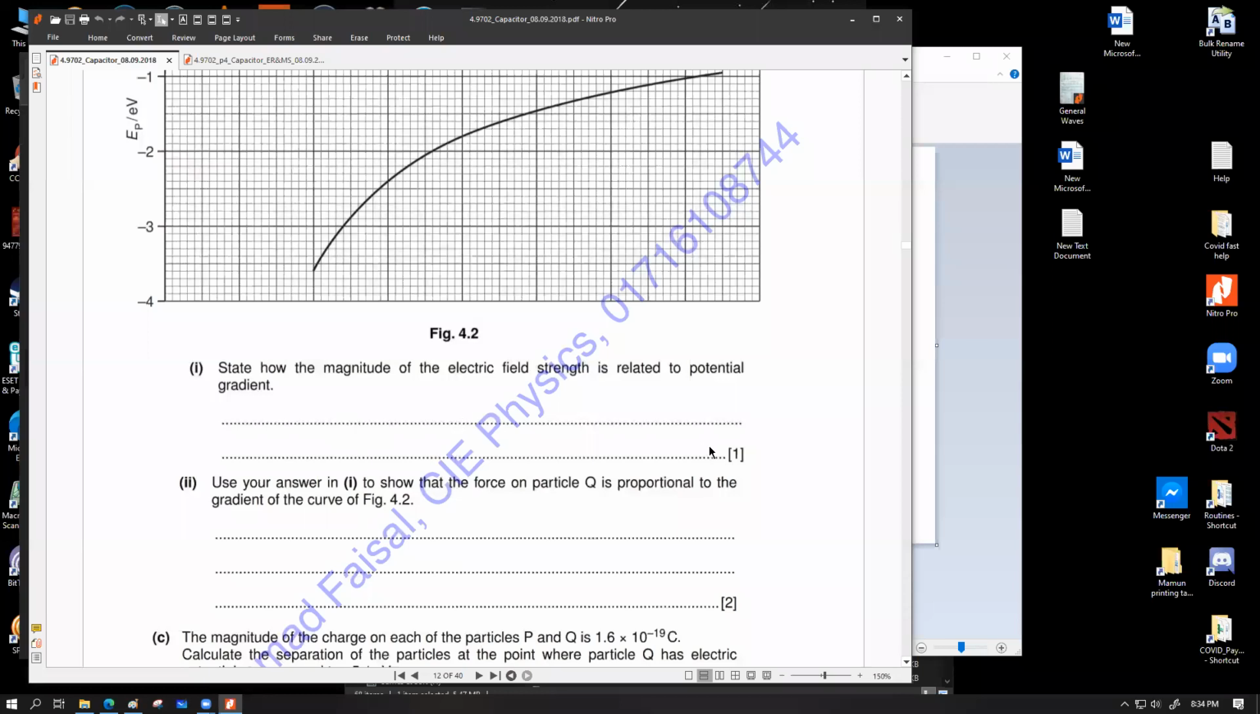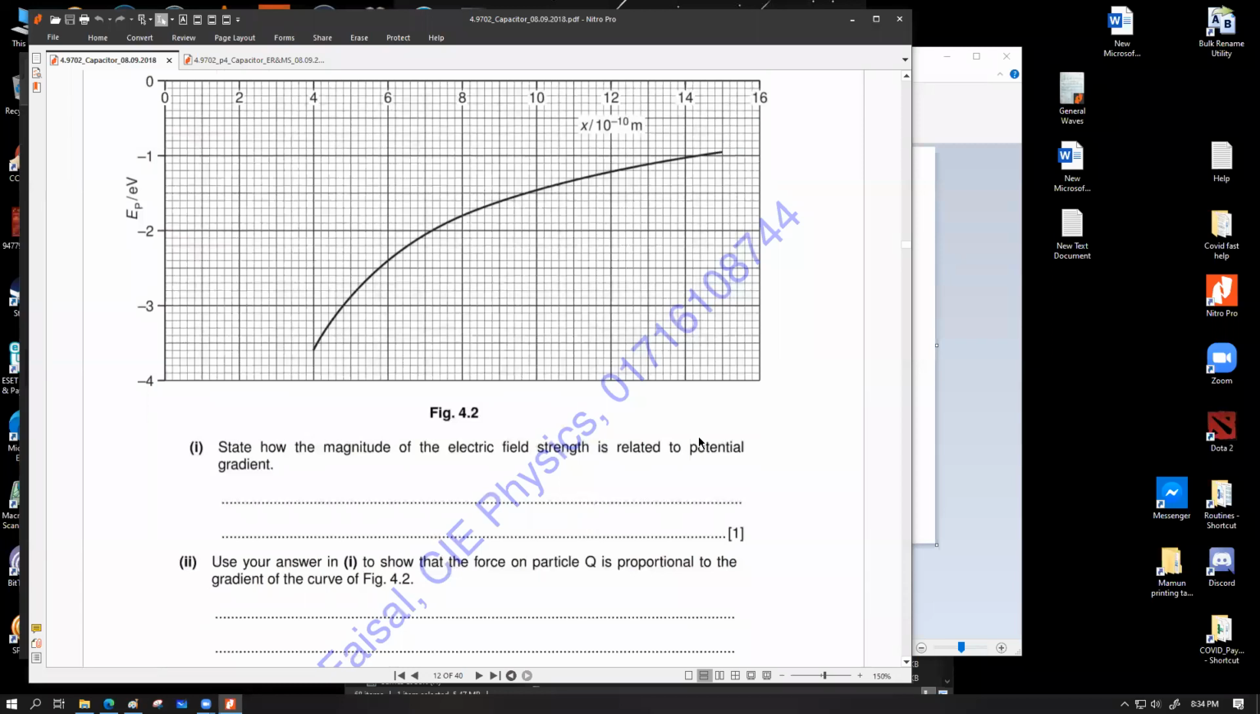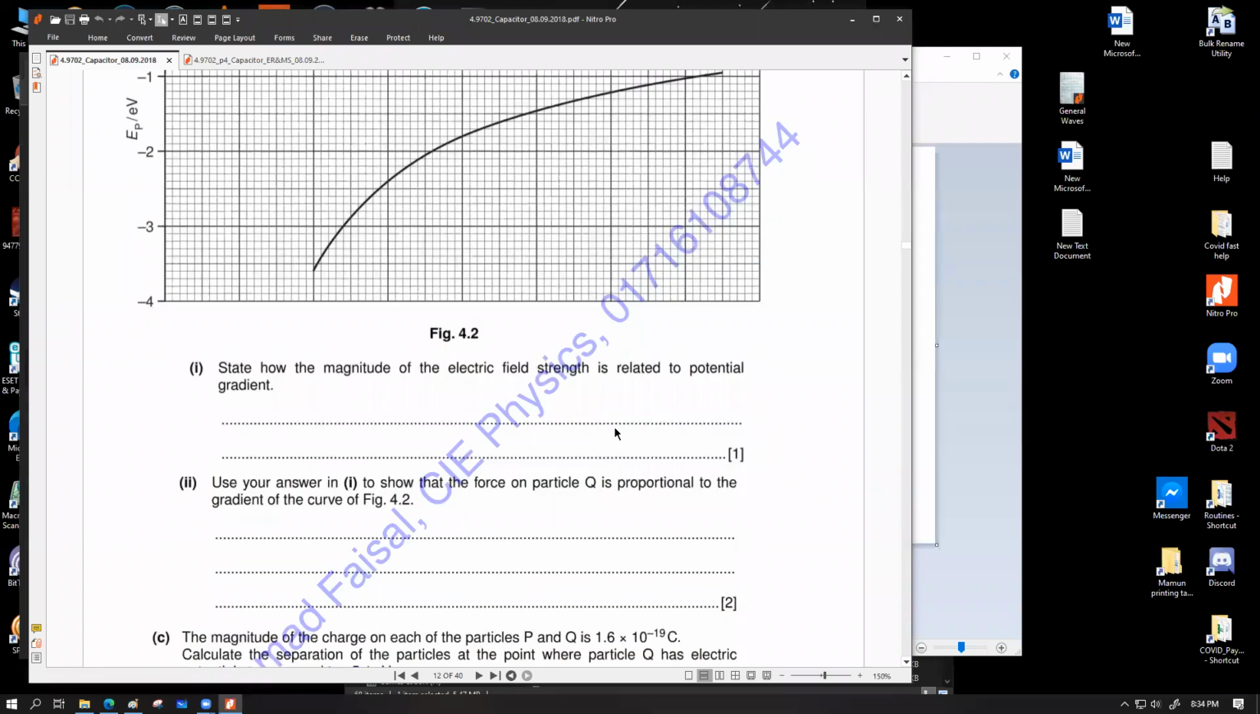That's it. 1 mark. Potential gradient means potential divided by distance. Delta V by delta D.